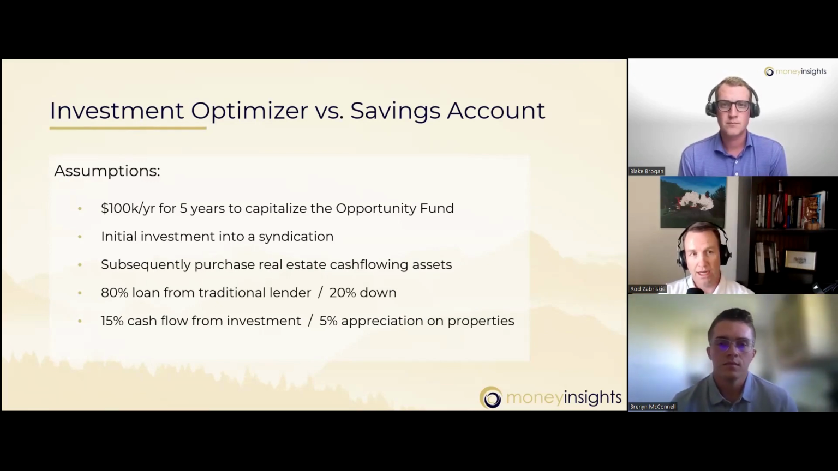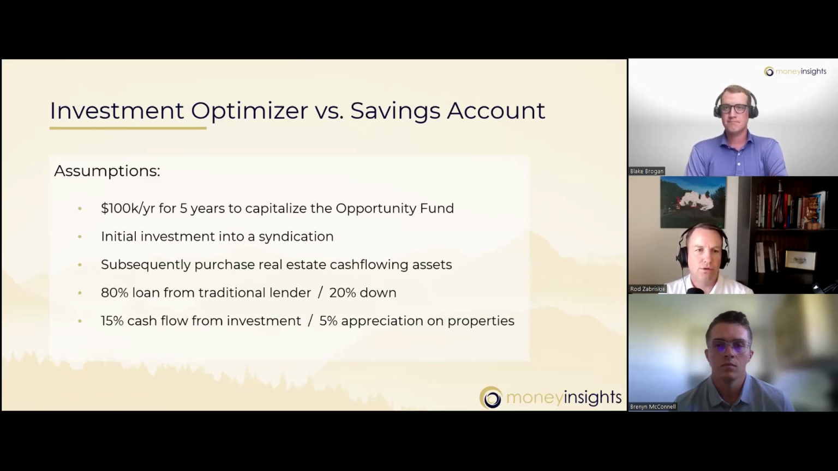And to be clear, we're not waiting 5 years before we start investing. Immediately in year one, we're going to start with an investment into a real estate syndication, and then turn that cash flow back towards the opportunity fund, continue to build it up, and continue to fund the $100,000 a year for the next 4 years. And then beginning in year 5 and every 5 years after that, we're going to be using the money that we've built up inside of that opportunity fund to go out and buy additional real estate, cash flowing assets.